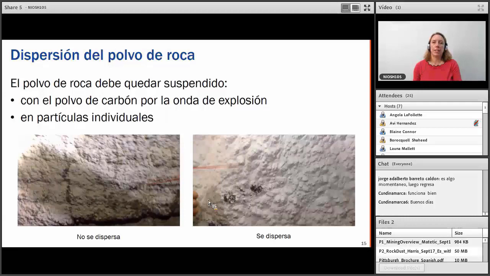However, we have developed anti-caking treated rock dust, which resists caking and is dispersible. Here is a demonstration of that rock dust.